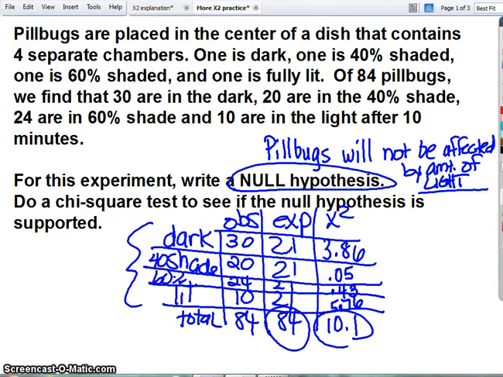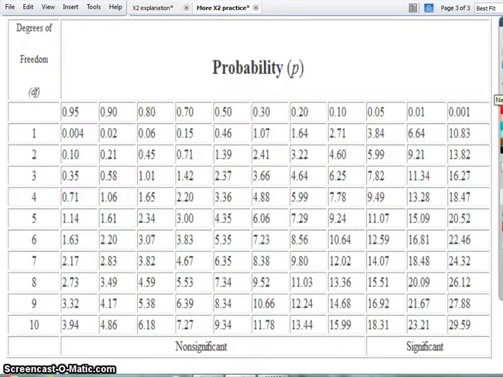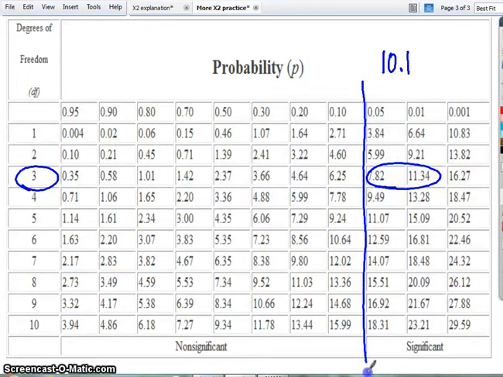Okay, so if you work this out, these are the 4 numbers you should get. You add it up, and you get 10.1. Just like before, we're going to take our chi-squared and go to the chart. 10.1, we're going to look at row 3. There were 4 options of where they could be. Number of options minus 1 gives us 3. And 10.1 falls over here between the 5 and 1%. Here's our cutoff, 5%. And so this basically says that we are going to reject our null hypothesis.